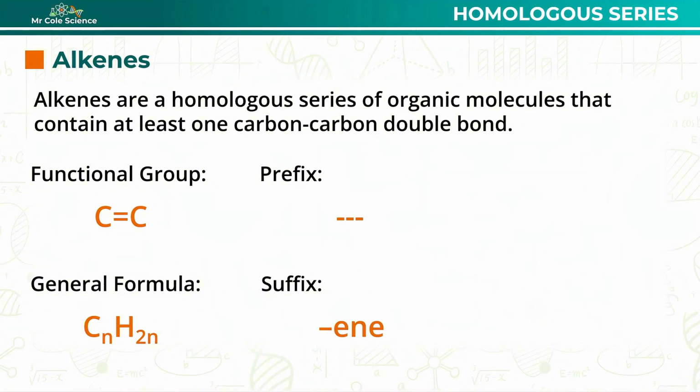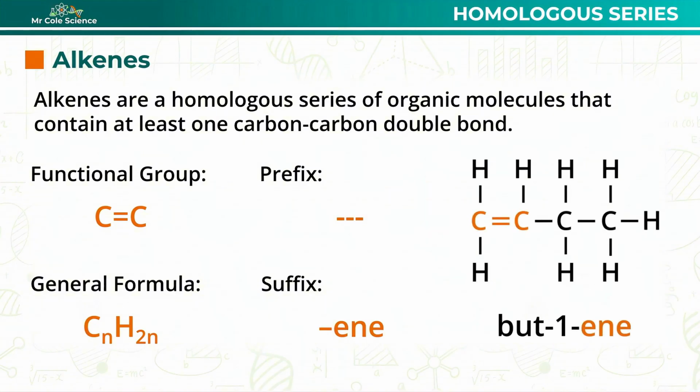Alkenes are named using the suffix ene, and this time I have an example of but-1-ene. Now don't worry too much about why I've got a number in there at the moment, that will be covered in a separate video on naming organic compounds. But the key thing is that we can clearly see the functional group, the carbon-carbon double bond, as well as the suffix ene shown in the name.